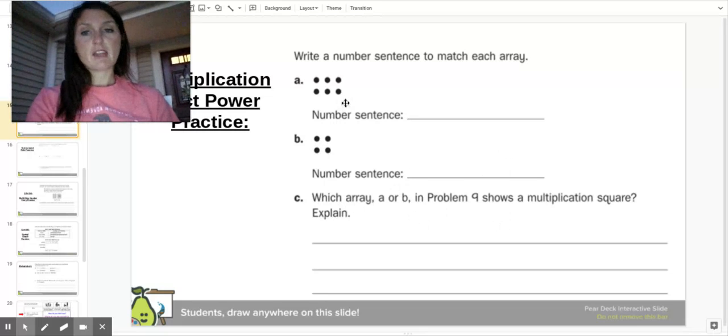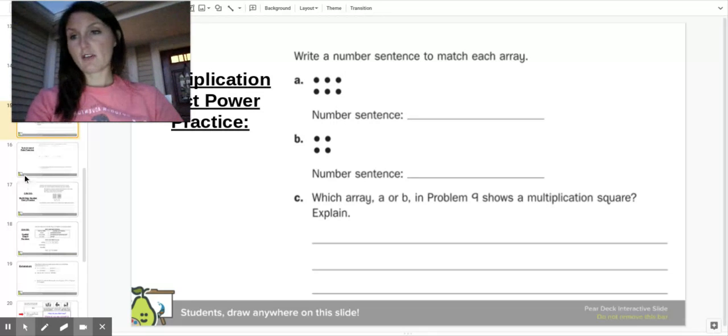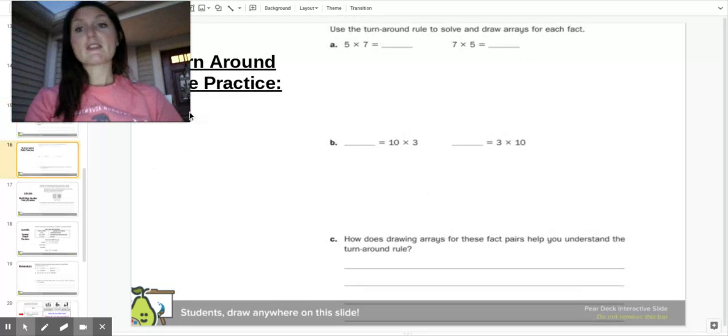And then to explain, is A or B showing a multiplication square? Okay, so which one of these is a square number? For this one, this is the turnaround fact. We use 5 times 7 to help you know 7 times 5, right? You just flip the numbers, the factors, around, okay? But you should be able to solve both.